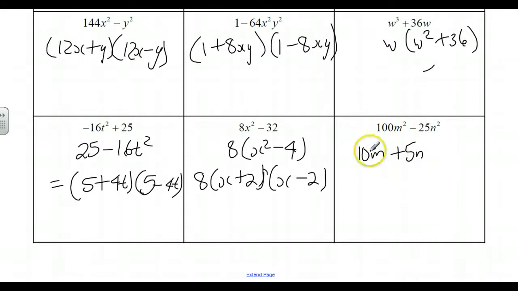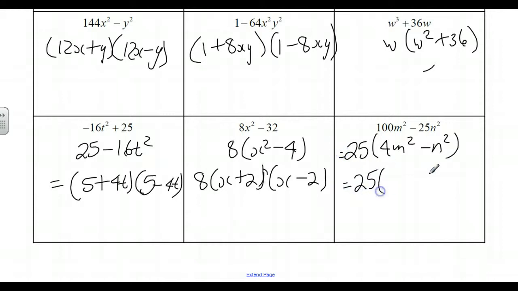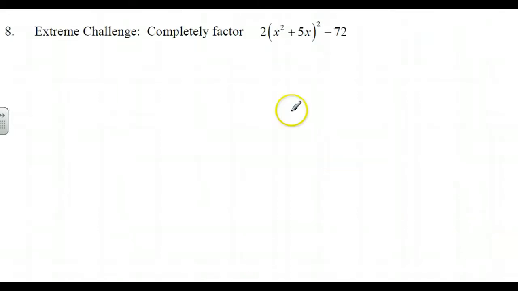Okay, hang on. I can see a common factor there, so that means I really should have seen the common factor here, which is 25. So 25, 4m squared minus n squared. 25, two sets of brackets, square root of this term, 2m plus the n at the end, and 2m minus n. Had we factored it as 10m minus 5n, we would have had to take out a common factor of 5. So you can help yourself along a lot by taking the factor.